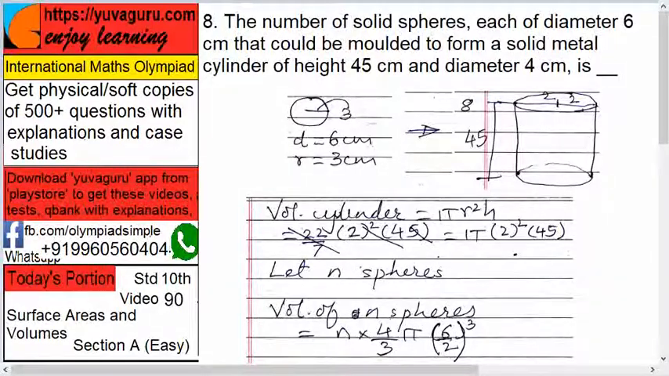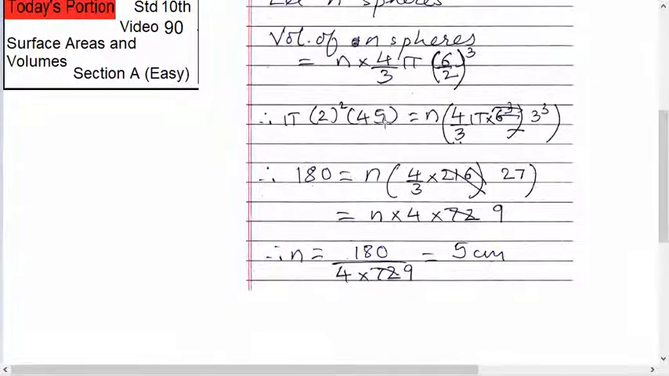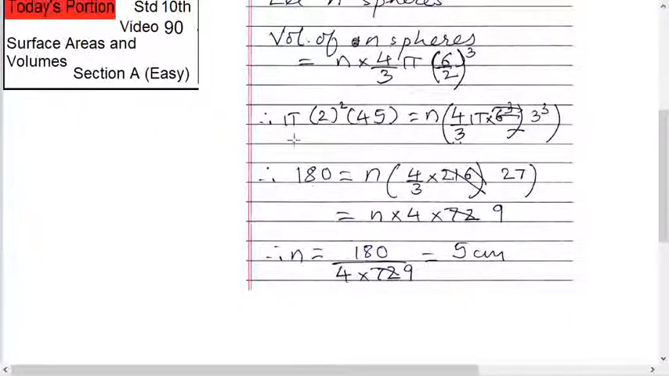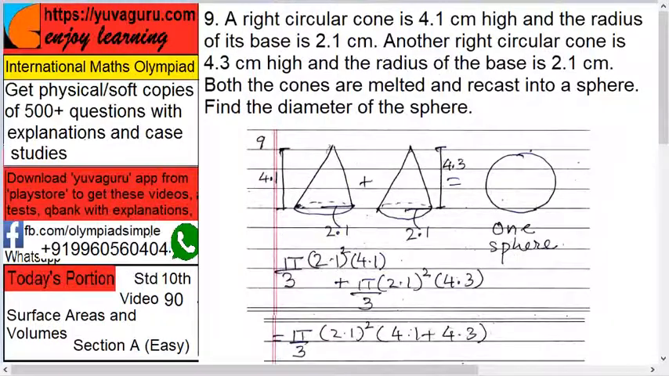Equate these two. So pi into 2 square into 45 equals n into 4 upon 3 into pi into 3 cube. So solve this. You will get n equals 180 upon 9 into 4, that is 5. So 5 metal cubes are required. This is a simple calculation, just cancellation. You try it yourself. Okay, it will happen.